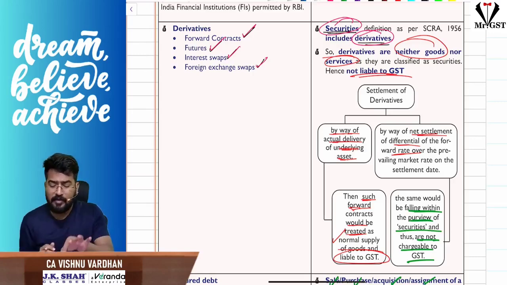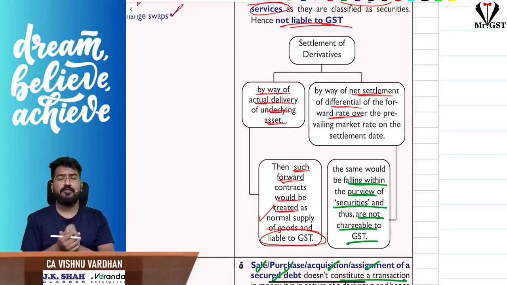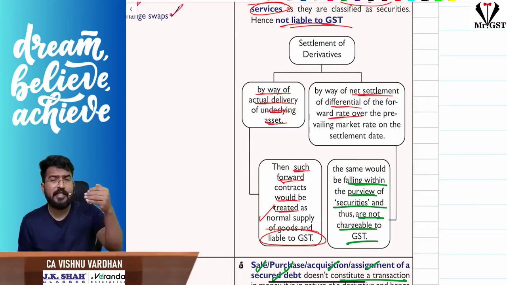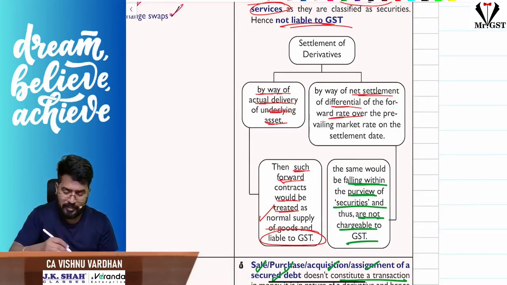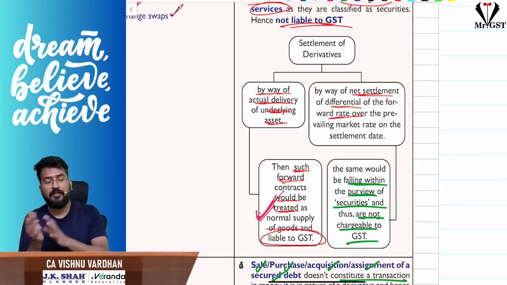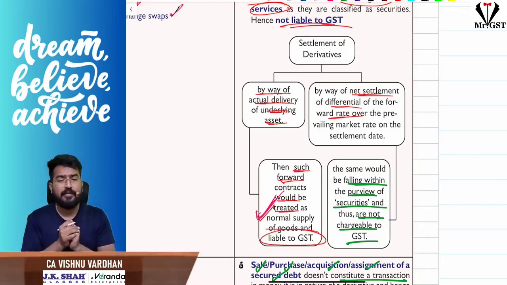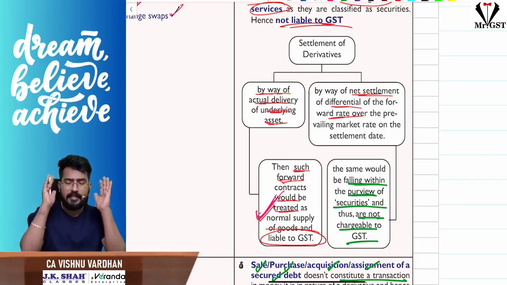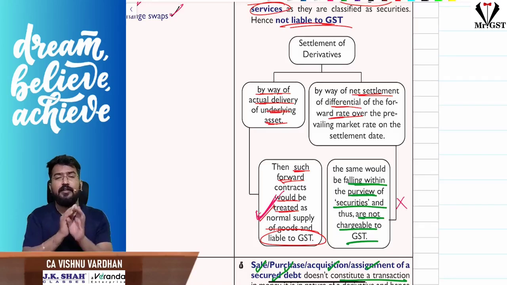But here one interesting thing is, when dealing with derivatives, there are two ways. You may settle the transaction by actually delivering the underlying asset, or by settling with the differential amount. If you are actually delivering the underlying asset, then it becomes supply and hence liable to GST. If I am not delivering the underlying asset and am just settling with the differential price, just booking the profit or loss on the forward contract and coming out, then it is absolutely securities, and there is no GST on that. So that is the treatment for derivatives.